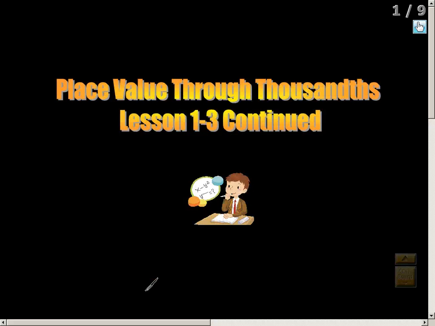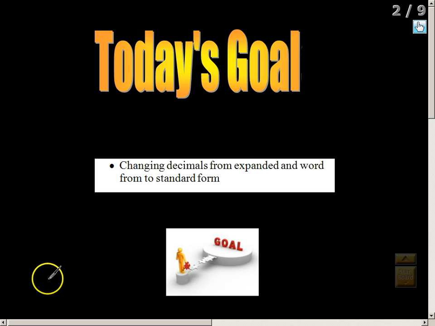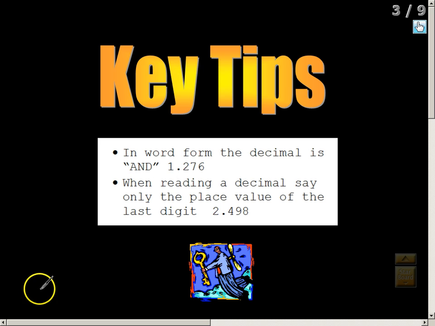In this video, we're going to take a look at place value through the thousandths. The goal for this video is to be able to change decimals from expanded and word form to standard form. A key tip for this video in doing this is to remember that in word form the decimal is the word "and", for example 1 and 276 thousandths. And also when reading a decimal, say only the place value of the last digit, for example 2 and 498 thousandths.